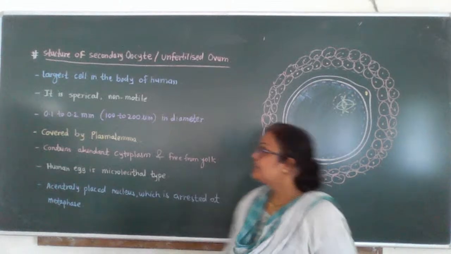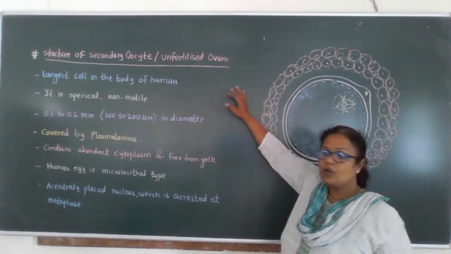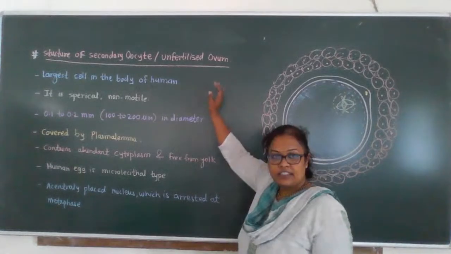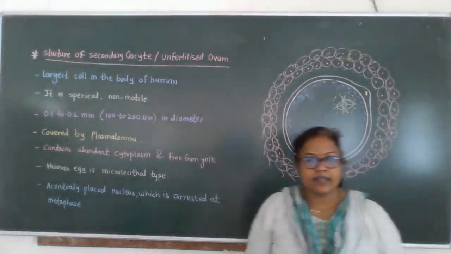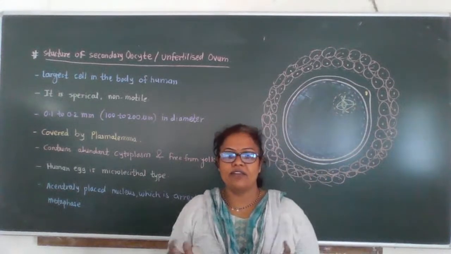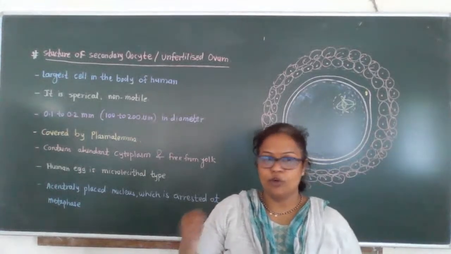Hello everyone, in this video we are going to study the structure of secondary oocyte. The secondary oocyte is also called as unfertilized ovum. So related with this unfertilized ovum or secondary oocyte, when the fully grown Graafian follicle gets formed, at that time the secondary oocyte gets formed.